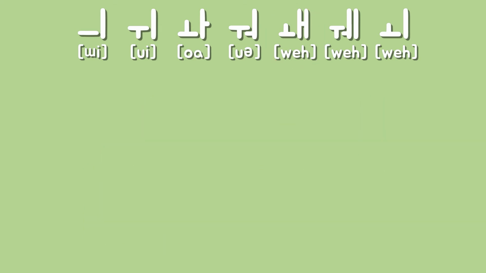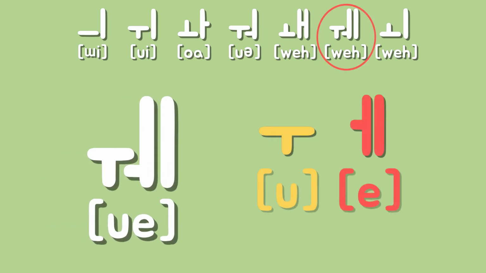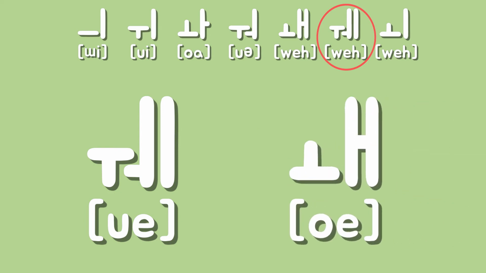The next vowel, 웨, it is composed of the horizontal 우 and the vertical 에. 우에, 웨. Let's compare this sound to the former vowel 왜. They make the same sound, right? No difference at all.